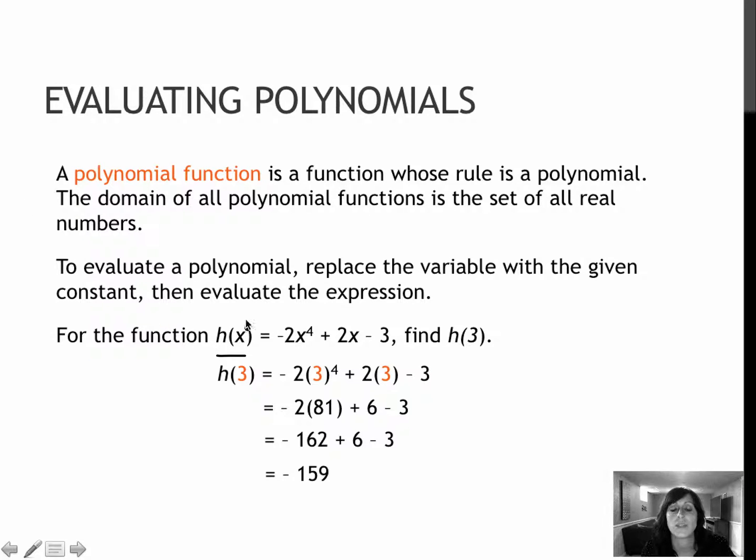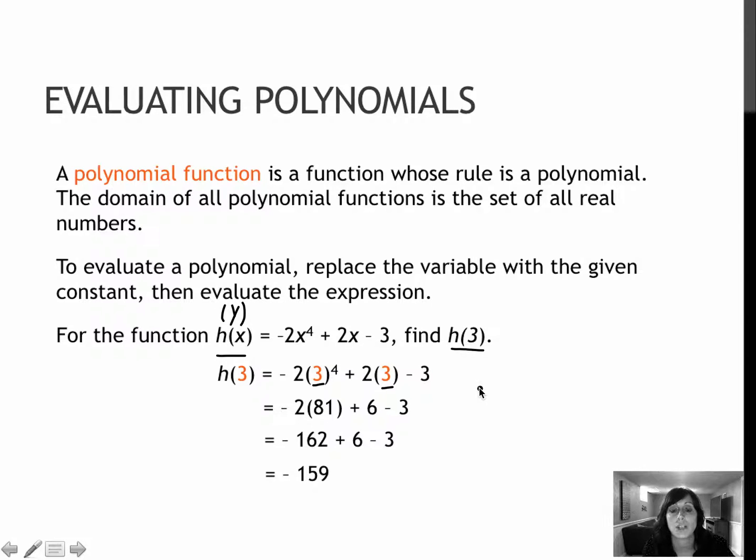H of x, this is function notation. It simply means that it's a polynomial where I'm going to plug in a value for x to find h of x, which is what we're used to looking at as y. So when I plug in that value, I'm essentially replacing every x with the value that they give me. So in this example, I'm finding h of 3, which means I'm replacing x with 3 and x with 3 and x with 3. And then I'm just going to follow the order of operations.